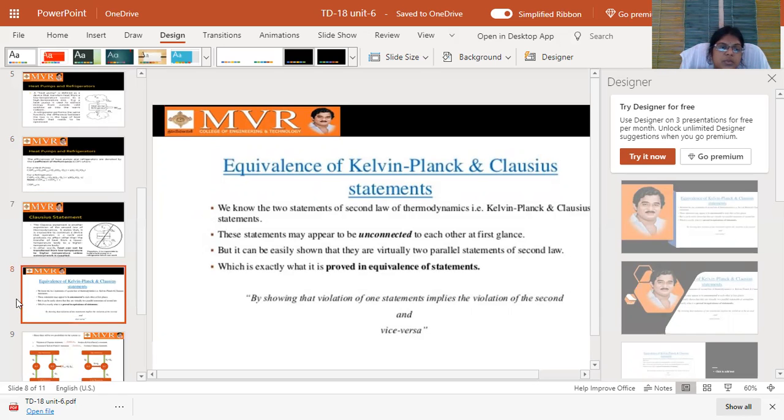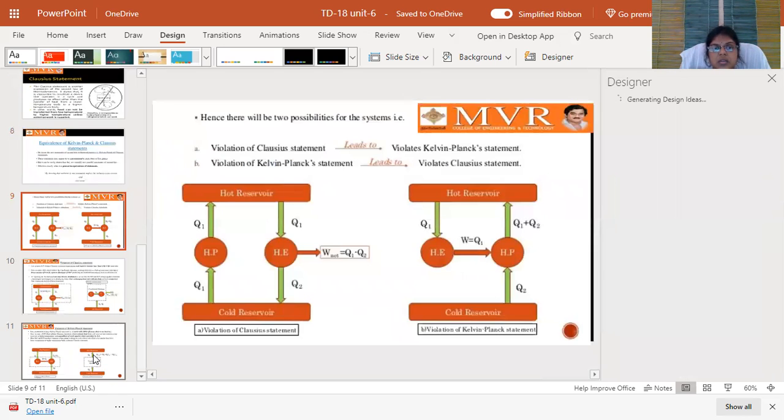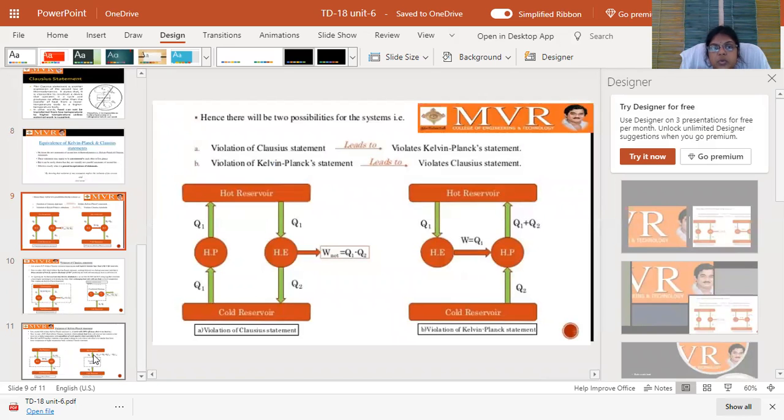If you observe the diagram you can easily understand. Here there will be two possibilities for the system. What is the first possibility? Violation of the Clausius statement leads to violation of the Kelvin-Planck statement. And if you take a violation of the Kelvin-Planck statement, it leads to violation of the Clausius statement. So both are parallel statements of the second law of thermodynamics.